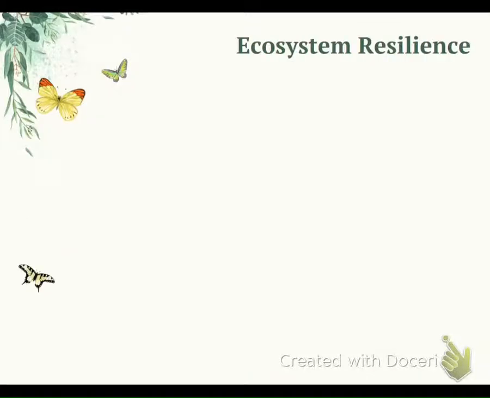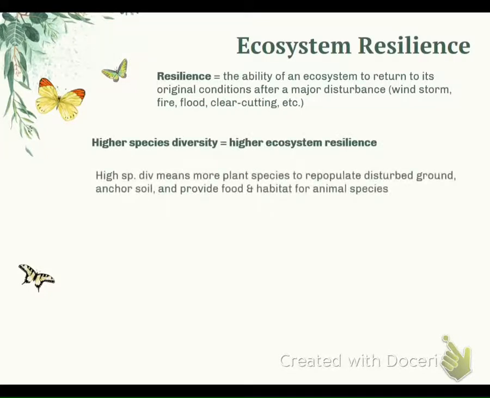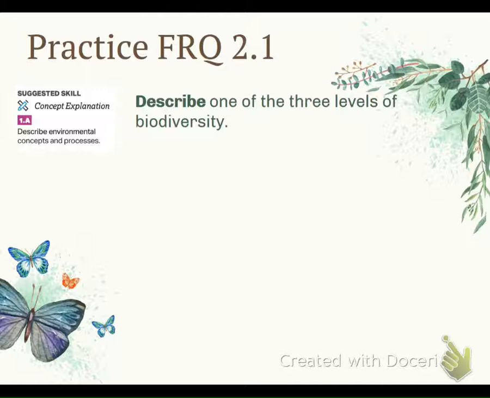An ecosystem oftentimes has resilience, in other words, it is able to return to its original condition after a major disturbance. If there's high species diversity, there's going to be higher ecosystem resilience. High species diversity means more plants to repopulate the disturbed ground. And if we look here, we have obviously more species to come in and replace.